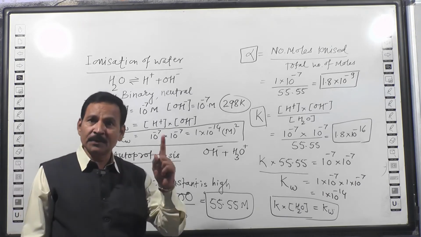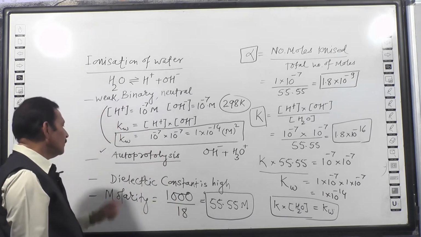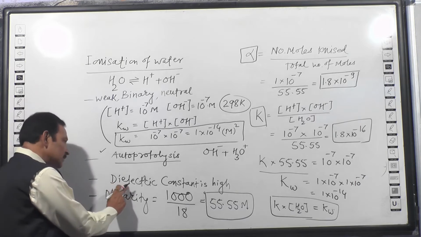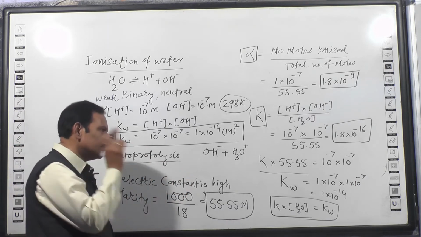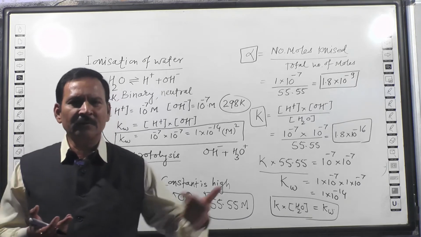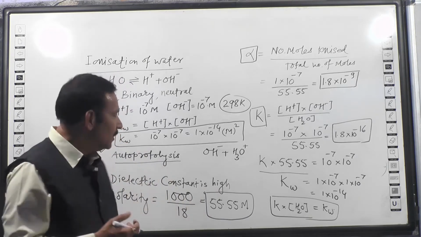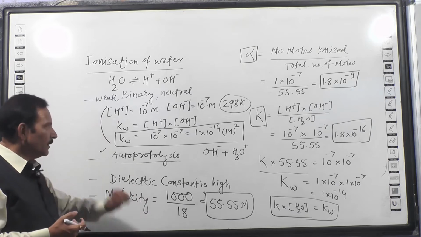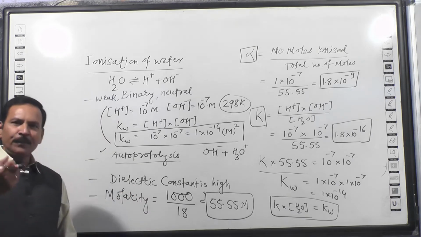This is also one of the important characters of water. Why is it called a universal solvent? Its dielectric constant is very high. The higher the value of dielectric constant, the better the solvent for the dissociation process, and therefore this is also one of the characters.